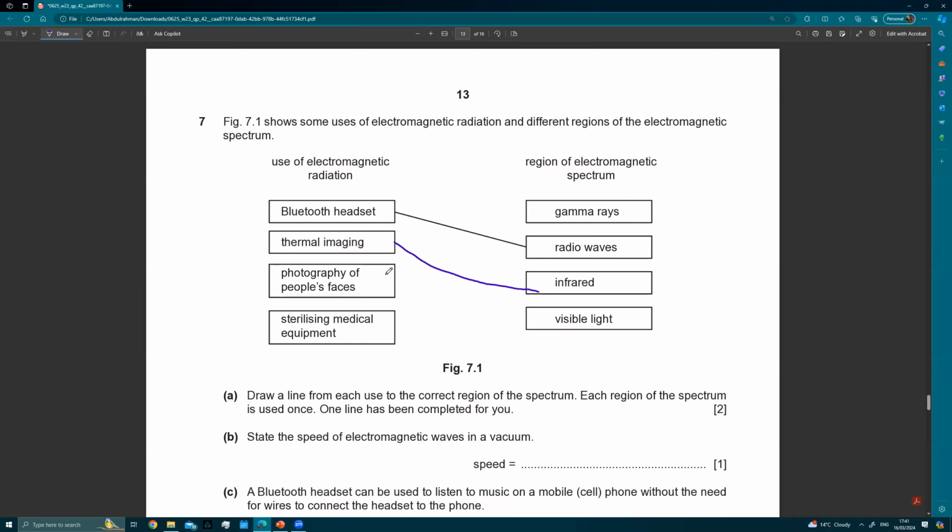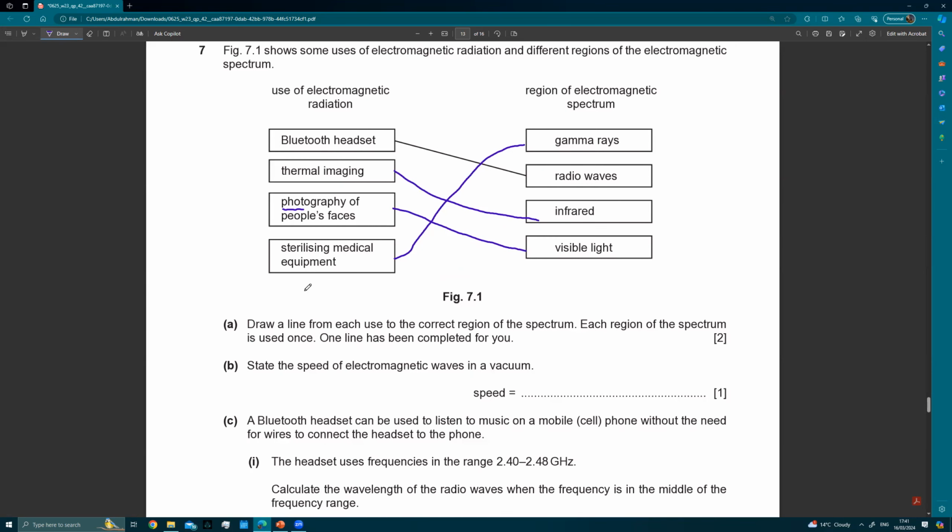Photography, well, photo meaning light, right? You need visible light for any sort of photos. And then sterilizing medical equipment uses gamma rays. You don't use ultraviolet because ultraviolet doesn't have enough energy to kill all the pathogens in metals, because sterilizing medical equipment usually involves really dense materials like metals.